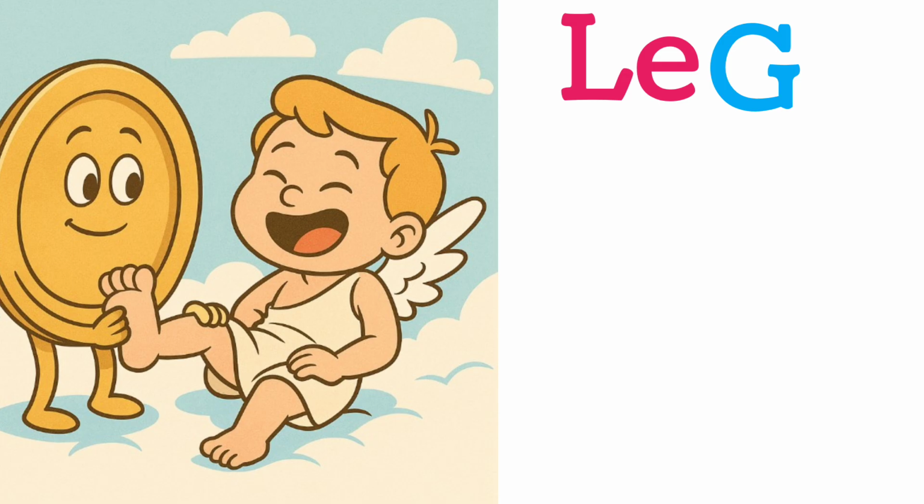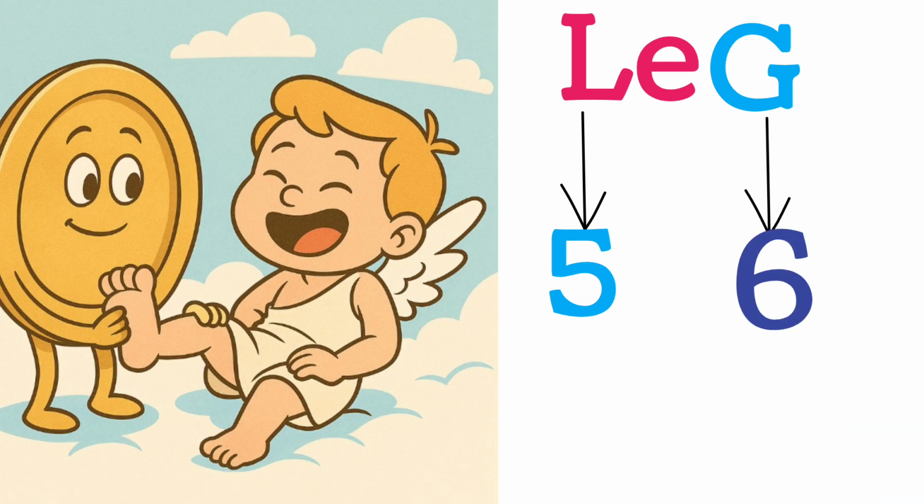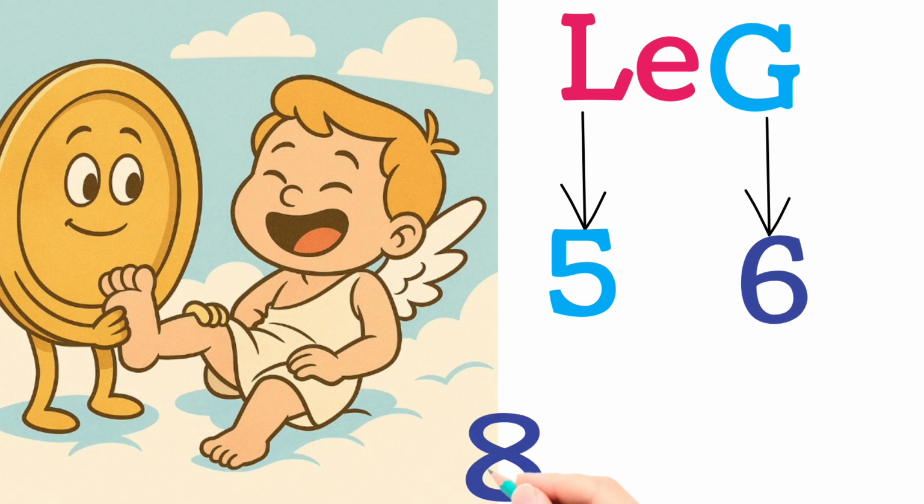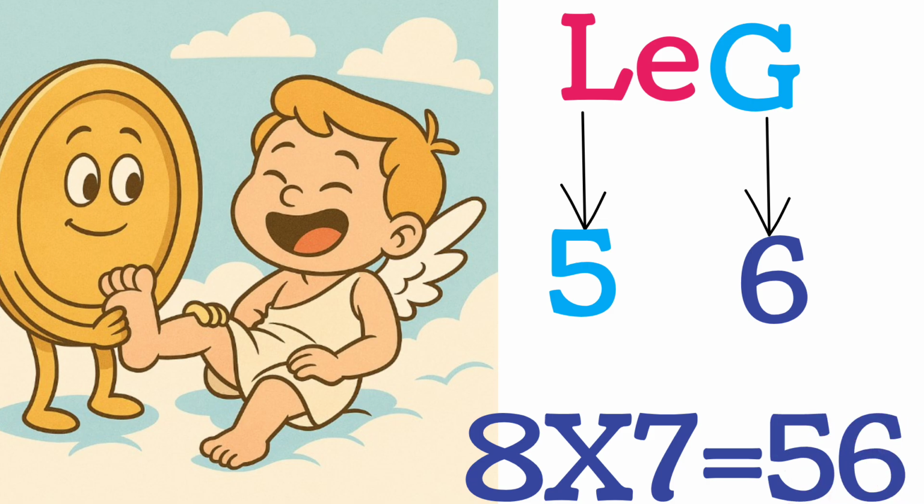So, whenever you forget 8 sevens are what, remember the story. 8 is plate. 7 is heaven. And in heaven, a golden plate was tickling the baby angel's leg. Very good, children. And in the word leg, L is equal to 5 and G is equal to 6. So leg means 56. Therefore, 8 sevens are 56.